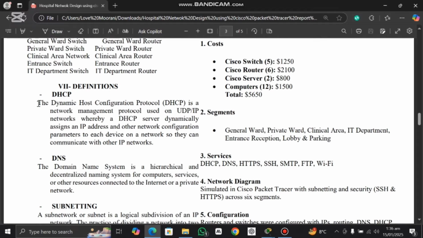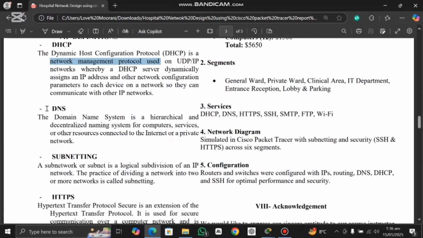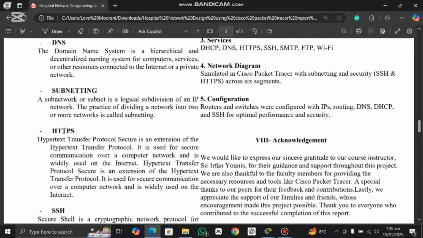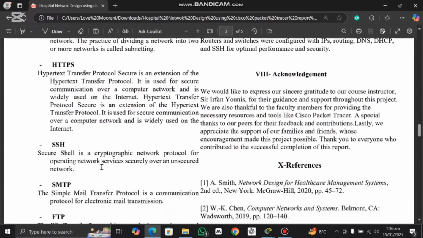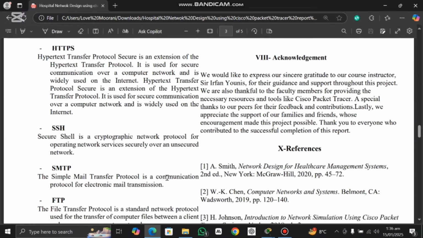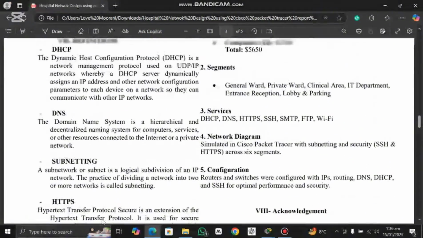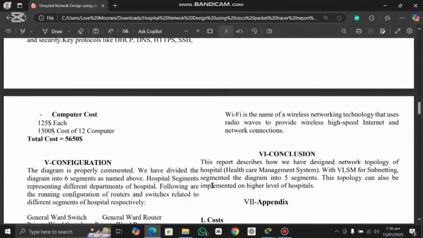Definitions. First is DHCP, the Dynamic Host Configuration Protocol. The second one is DNS, the Domain Name System. And the third one is subnetting. A network or a subnet is a logical subdivision of an IP network. The practice of dividing a network into 2 or more networks is called subnetting. And the fourth one is HTTPS, Hypertext Transfer Protocol Secure. And the other is SSH, Secure Shell Cryptographic Network Protocol. SMTP, the Simple Mail Transfer Protocol. FTP, the File Transfer Protocol. And the last one is Wi-Fi.